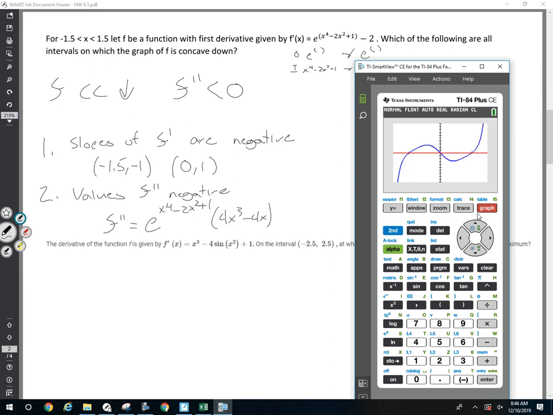See when this is negative. We see it's negative until here. This is 0. Here are negative values of f double prime. So negative 1.5 to negative 1. And then we see it's negative from here to here. So double checking that this intersect is at 1. So here are negative values from 0 to here. This is 1. Okay.